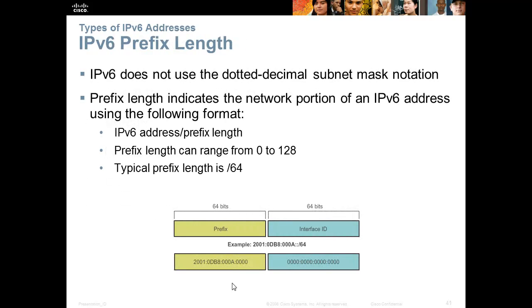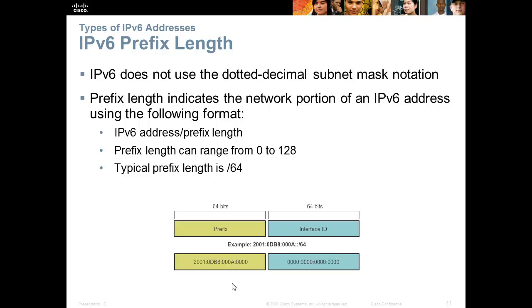IP version 6 does not use the dotted decimal subnet mask notation like we did in IP version 4. Instead, we use what's known as a prefix length. This prefix length indicates the network portion of the IP address and what is the host portion.